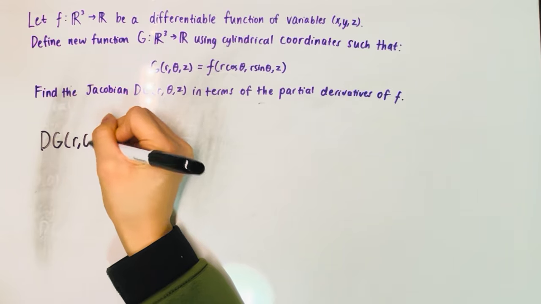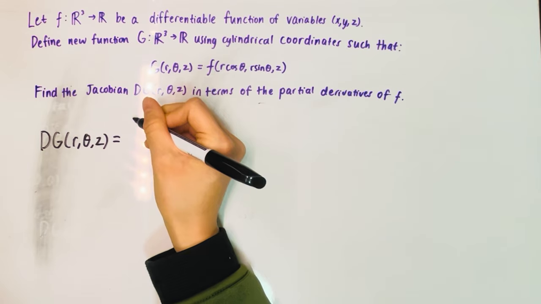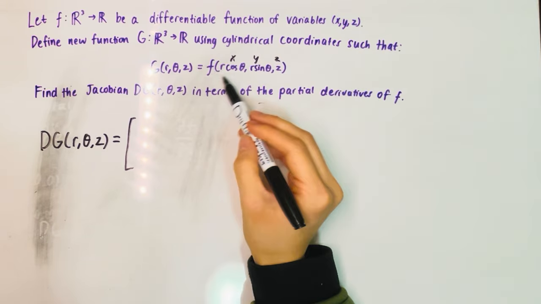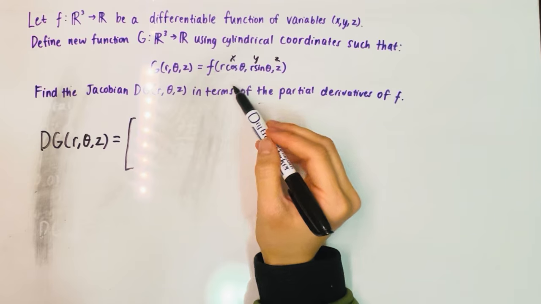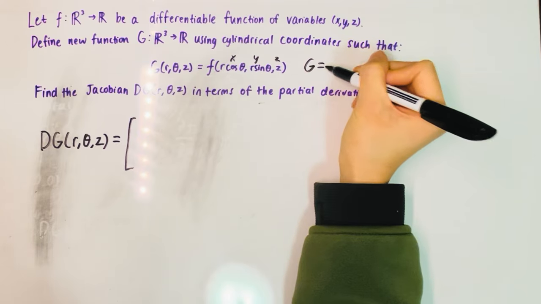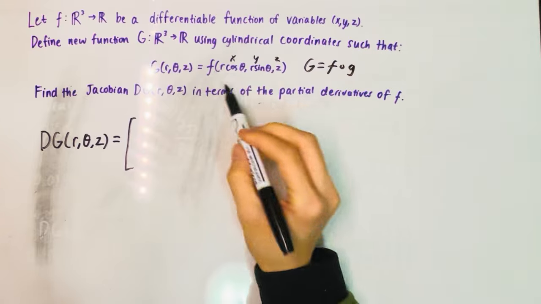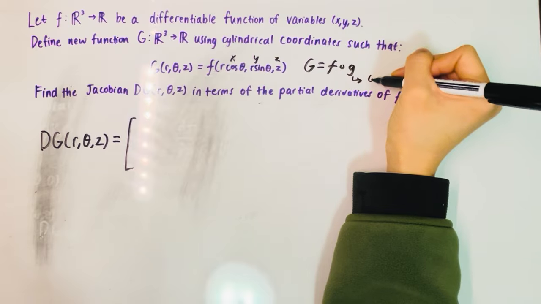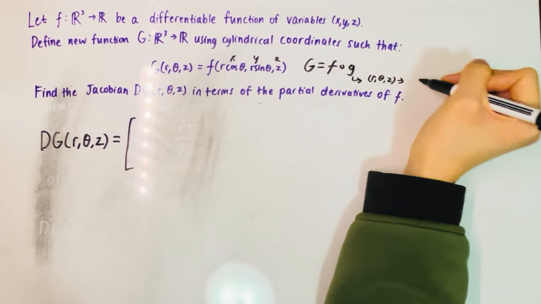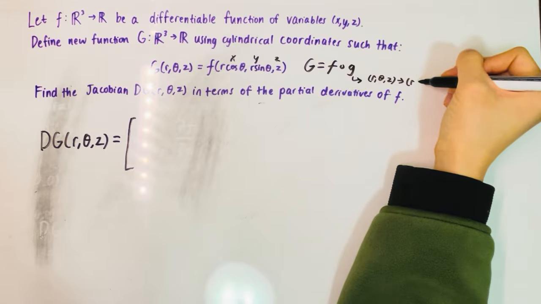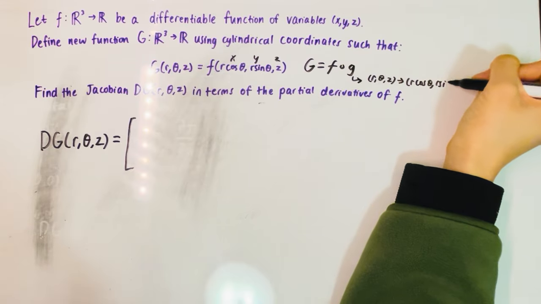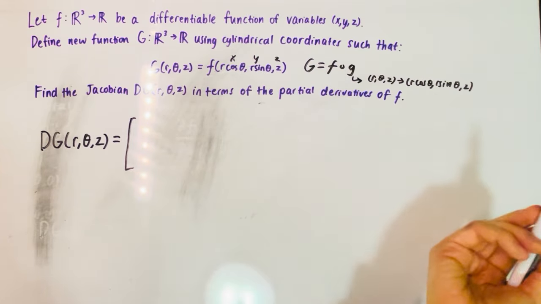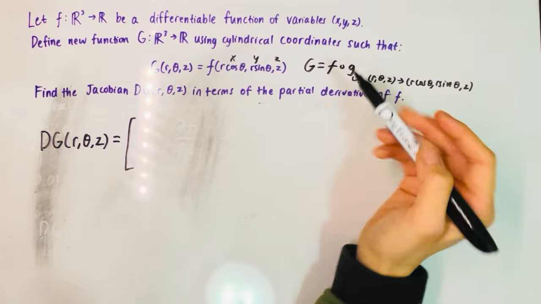Alright, so starting off, let's write Dg(r, θ, z). And this is just going to equal, so we're treating these as x, y, and z. X, y, and z are actually functions. So within this, g is actually equal to a composition, f composed with g, where g takes (r, θ, z) to (r cosine θ, r sine θ, z). Okay, so now that makes things a lot easier. Just apply the chain rule to this.